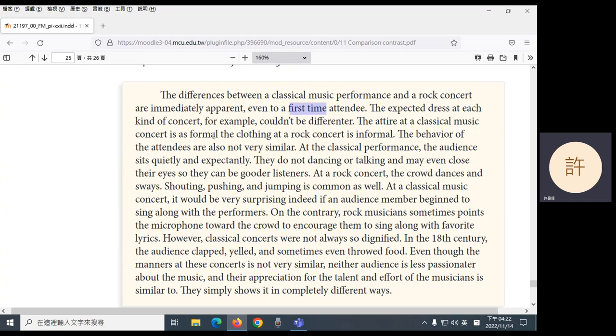Let's see. Another one that Jeffrey didn't get is this one. The attire at a classical music concert is as formal as the clothing at a rock concert is informal. So it's as adjective as something, right? 这个句型学过吧? As 点点点, as 点点点. So it's comparing, okay, the logic, you need to think about this. It's comparing the degree of formality and informality. In Chinese, 古典乐穿着打扮的正式程度如同摇滚乐打扮的非正式程度.